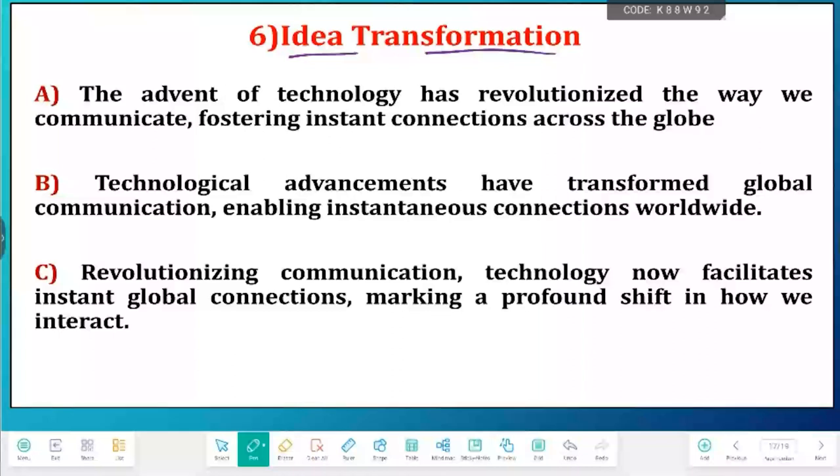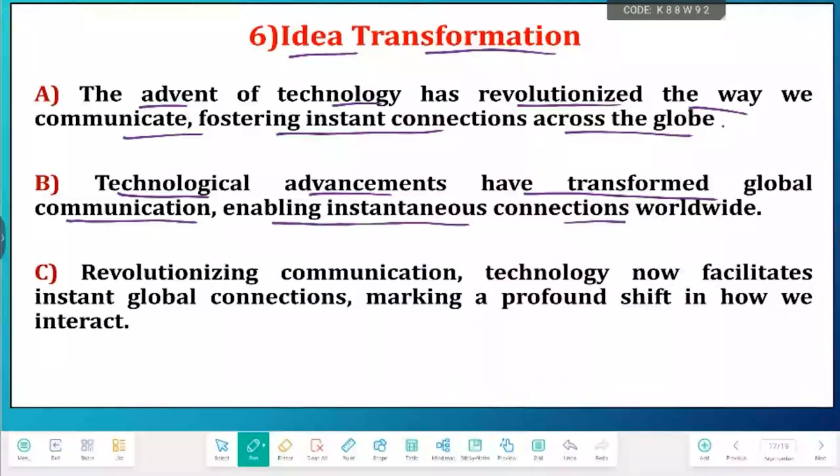व्हाट इज द एग्जाम्पल, द एडवेंट ऑफ टेक्नोलॉजी हैज रिवोल्यूशनलाइज द वे वी कम्युनिकेट, फोस्टरिंग इंस्टेंट कनेक्शन अक्रॉस द ग्लोब. ठीक है ना, अब ये क्या कर रहा है, द एडवेंट ऑफ टेक्नोलॉजी, मतलब टेक्नोलॉजी जब से आई है उसने एक रिवोल्यूशनलाइज किया गया है किसको, कम्युनिकेशन. मतलब टेक्नोलॉजिकल एडवांसमेंट्स हैव ट्रांसफॉर्म्ड ग्लोबल कम्युनिकेशन, एनेबलिंग इंस्टेंटेनियस कनेक्शंस वर्ल्ड वाइड. नाउ रिवोल्यूशनलाइजिंग कम्युनिकेशन टेक्नोलॉजी नाउ फैसिलिटेट्स instant global connections, marking a profound shift in how we interact.